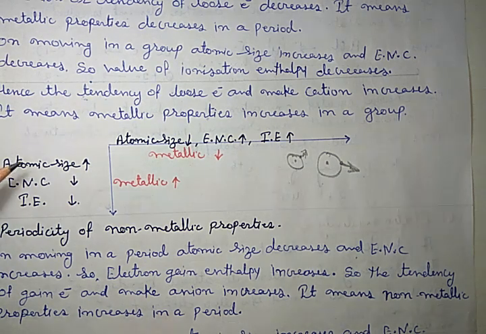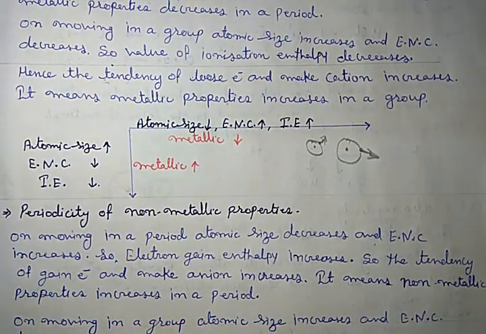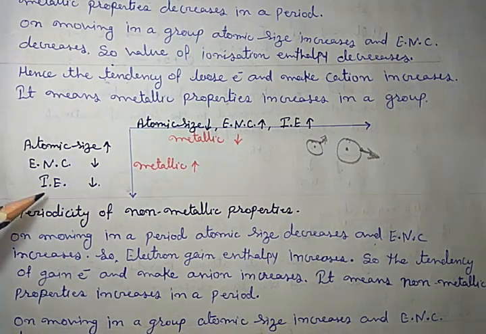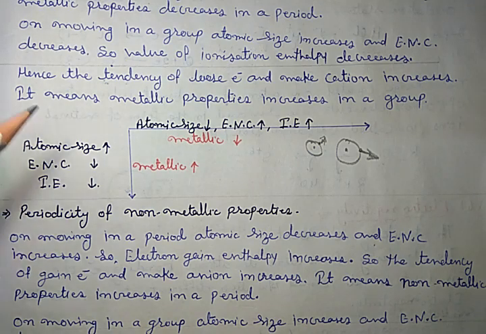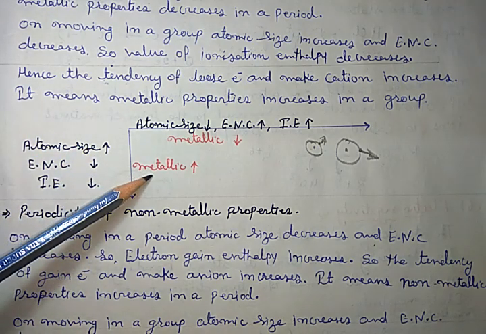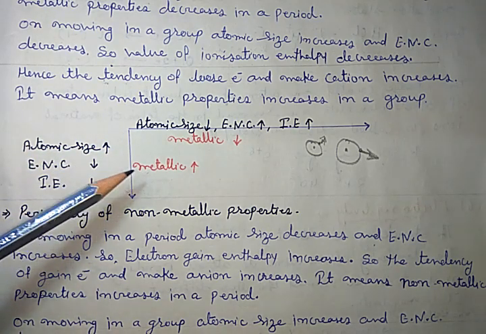If we consider the group, then atomic size increases and effective nuclear charge decreases. It results in a decrease in ionization enthalpy. Hence, the removal of electrons, or losing electrons and making cations, this tendency increases. It means metallic properties increase. So in a group, metallic properties increase.